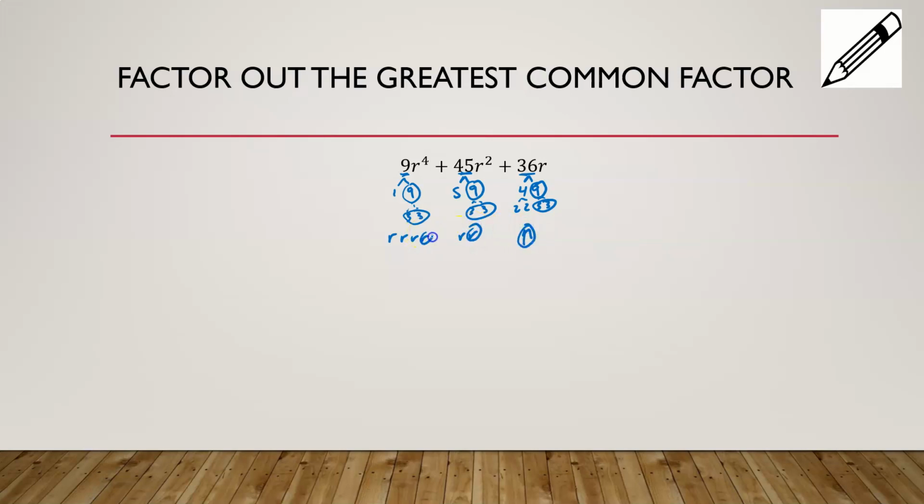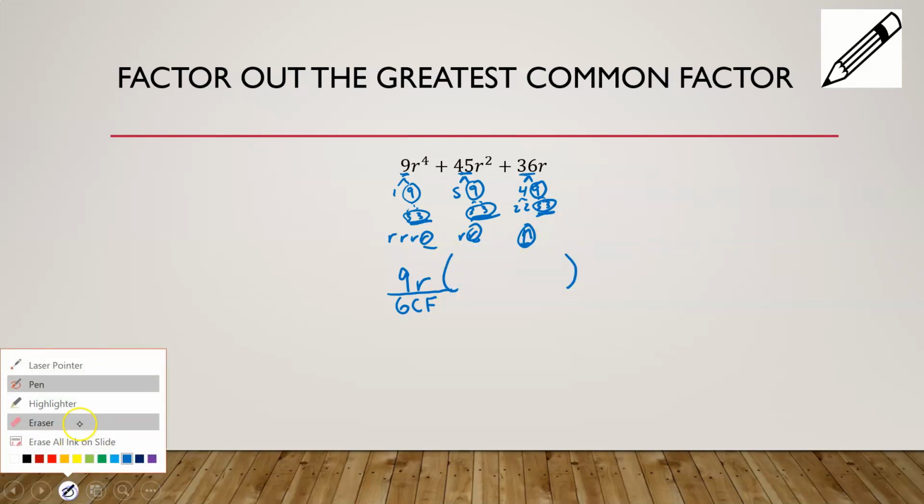So they also have an r in common. So when I go to write my GCF, again, the difference is now that's just out front. I have a 9r. Okay, so they each have a 9 and an r in common. But again, we need to times it by what's left.